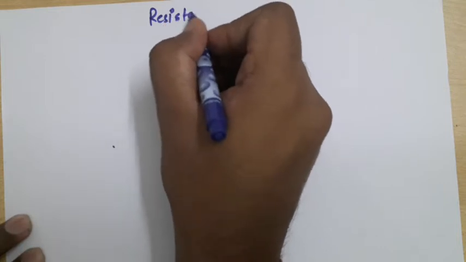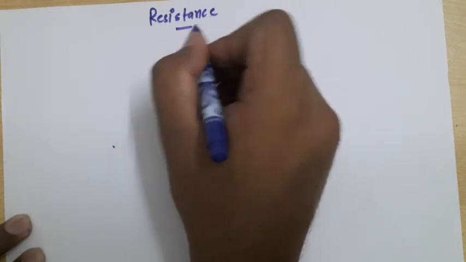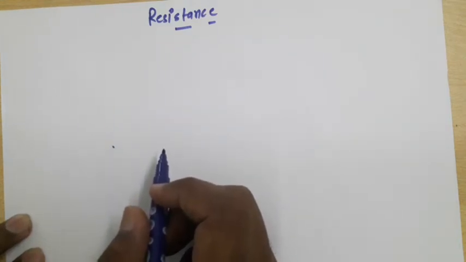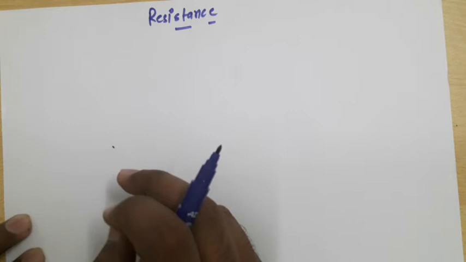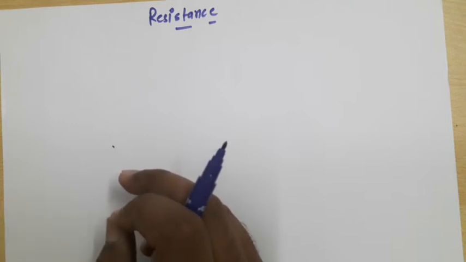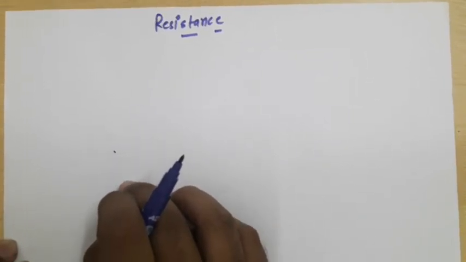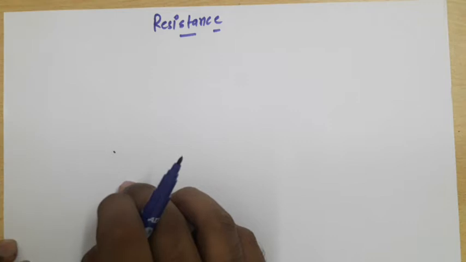So hello everyone. Today we are going to discuss some numericals and some important things on resistance. In the previous class we discussed series and parallel arrangement of resistance, when we join the resistors in series and in parallel. Now we are doing some numericals and some important considerations from the examination point of view.